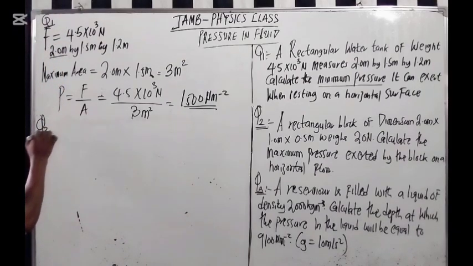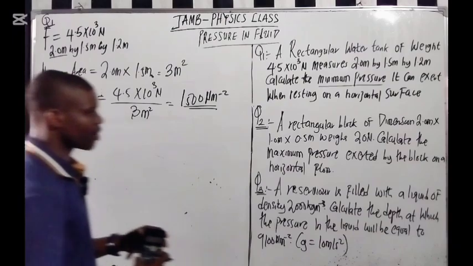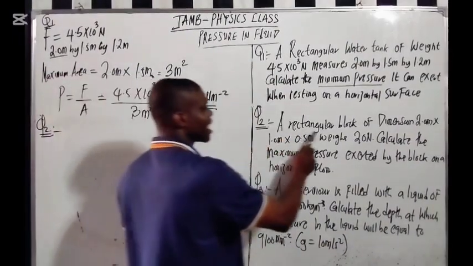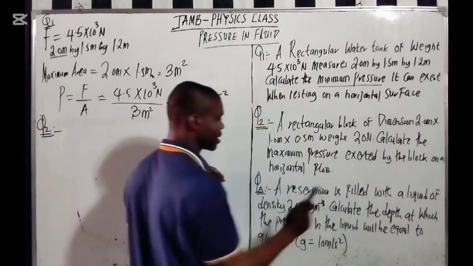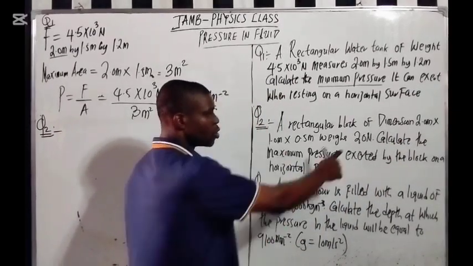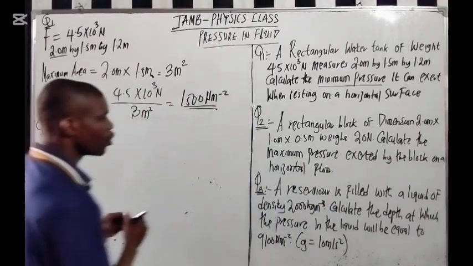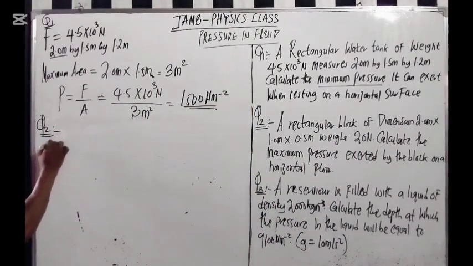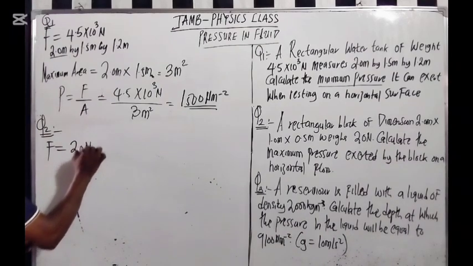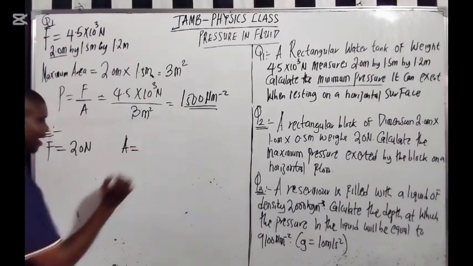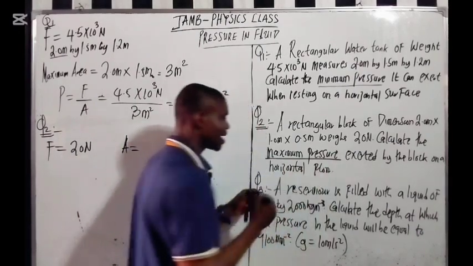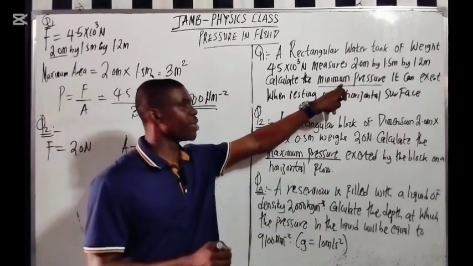Now look at question 2. How do we solve question 2? It's still the same here. If you check very well, it says a rectangular block of dimension 2.0 meter times 1.0 meter times 0.5 meter weighs 20 Newton. So if you look, the force here is 20 Newton. So I want to get the area. How do I get the area? They say maximum pressure. Can you see that?